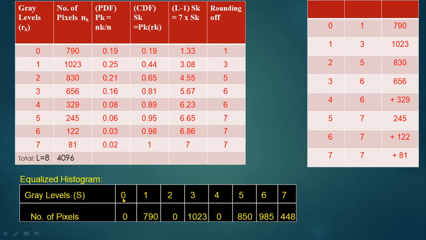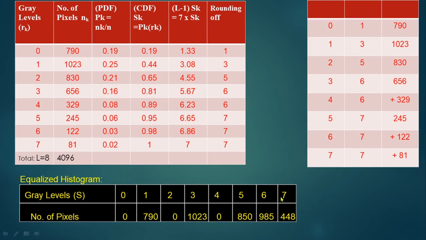That is the 0 intensity level. There are 0 pixels. For the 1, there are 790 pixels. 2, 0. 3: here 1 became 3. So 1023. So these are the 1023.